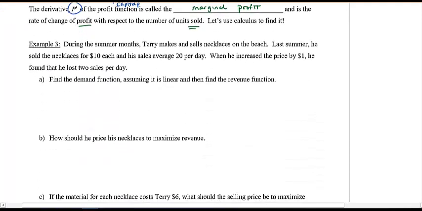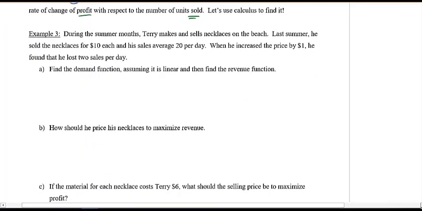So I've got a friend, Terry. He doesn't do much in the summertime, but he does sell necklaces on the beach. Last summer, he sold necklaces for $10 each, and his sales on average were 20 per day. Not bad. But when he increased the price by $1, he found that he lost 2 sales per day. Don't be greedy. So I want us to do these 3 parts. The first part says find the demand function. So the demand function is really the relationship between price and quantity, assuming it is linear.